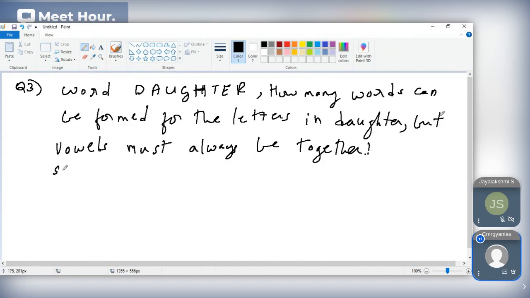Now, when you come to the solution, we have this word daughter given. What is n here? n is 2, 3, 4, 5, 6, 7, 8. n is equal to 8. But we have a problem. The problem is that vowels must be together, he is telling.